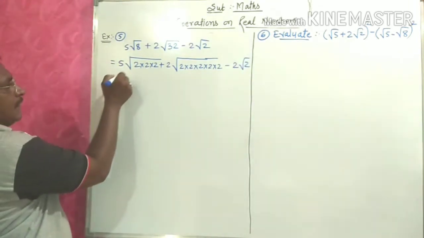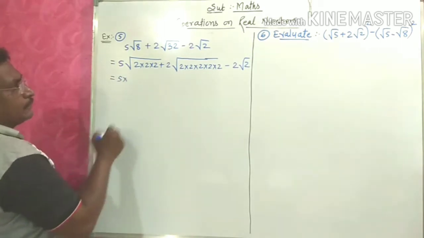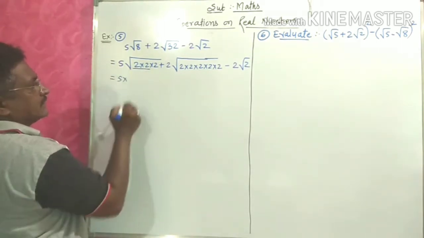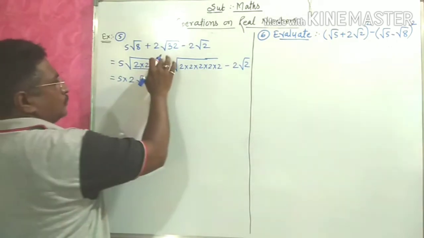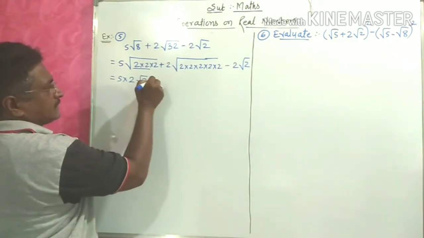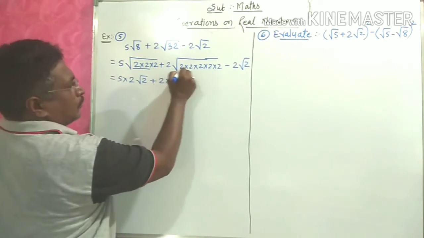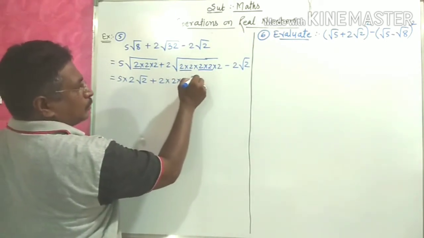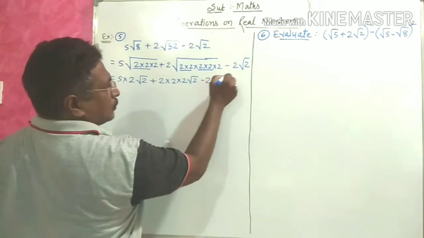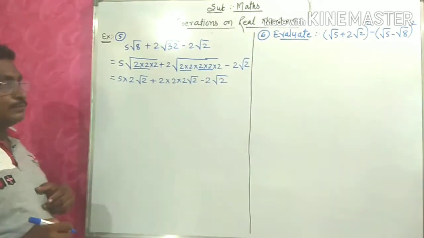Now we have to make the group. One number has to be taken out. What is left here? Root 2. Then plus 2 into 1, 2. So 2 into 2, root 2 minus 2 root 2.